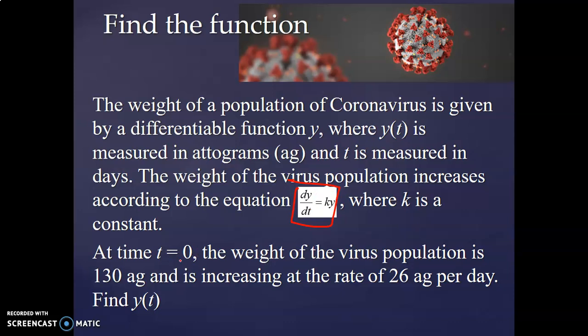At time t equals 0, the weight of the virus population is 130 attograms, and it's increasing at a rate of 26 attograms per day. So it gave me 2 pieces of information when time was 0. And it's asking me to find y, so the particular solution, basically.